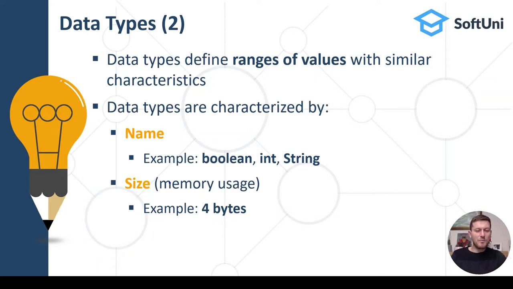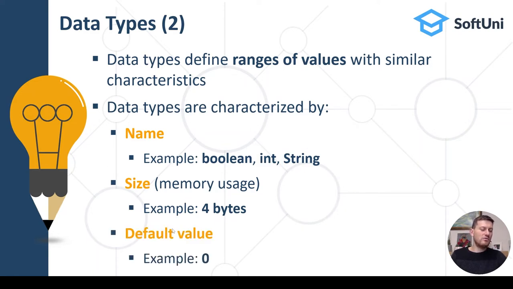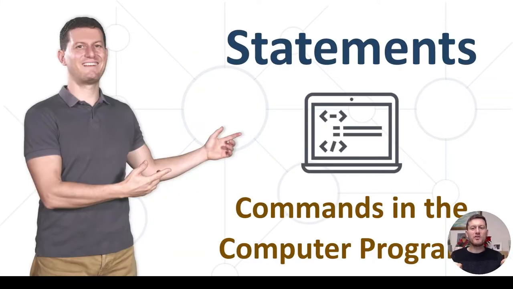And they have size, how many bytes in the memory they use. For example, int uses 4 bytes, and the type long uses 8 bytes, and the type string uses a variable number of bytes. For example, it uses 4 bytes for the length, plus 2 multiplied by the number of letters to hold the characters inside the string. And they have a default value, which means that if you don't explicitly assign a value, the value will be 0 for the primitive types, false for booleans, and also null for strings.